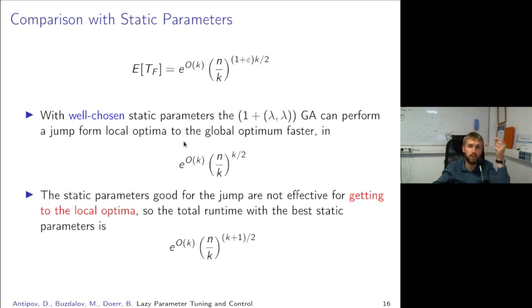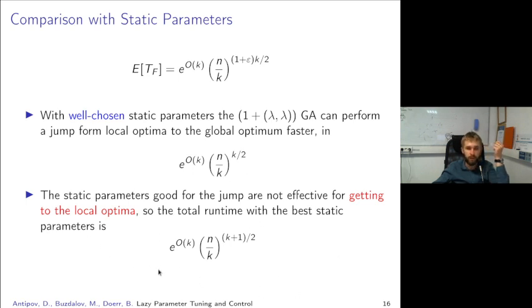So to compare this with static parameters, we can see that if we choose the right static parameters, and if we start from the local optimum already, then the runtime is slightly better. But if we also take into account the time until we reach the local optimum from some random bit string, then we need to choose other, different parameters, because these parameters are very ineffective in the easier stage of the jump function.